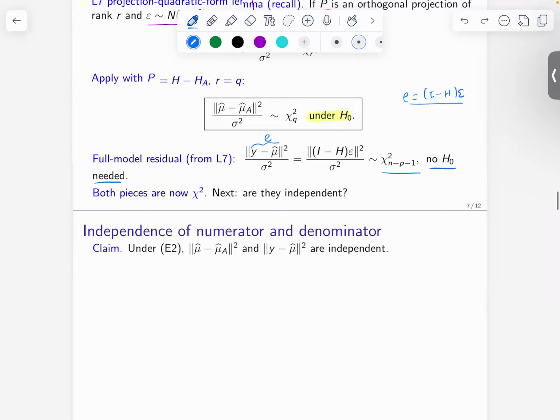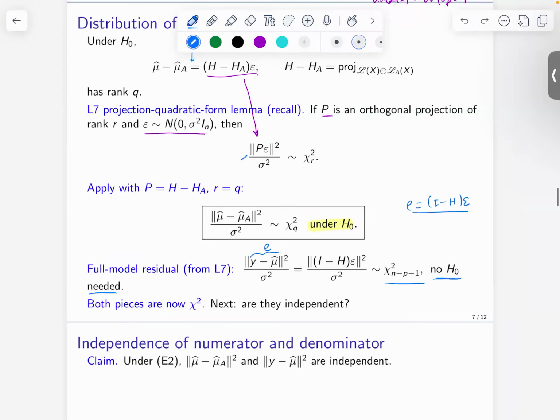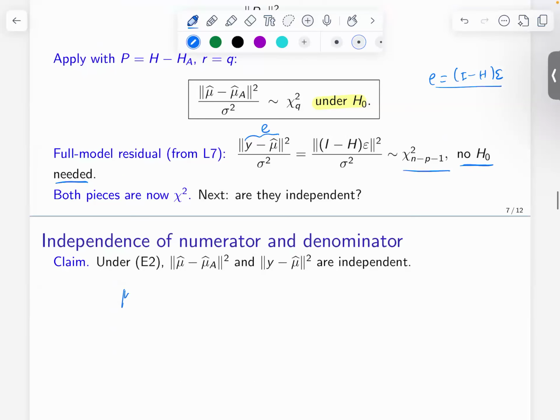So you can look at the form of these. Any first steps, suggestions? Yes. The first step would be to show that mu hat minus mu hat A and y minus mu hat are multivariate normal. Good, great. Yeah, the first step is exactly that. So I'm going to argue that if I stack them together as a vector, they have a multivariate normal distribution. So why is that? How can we argue that?